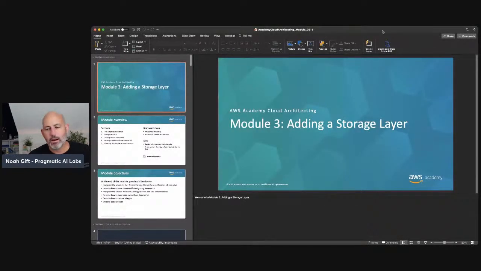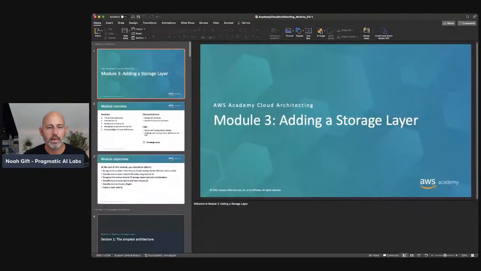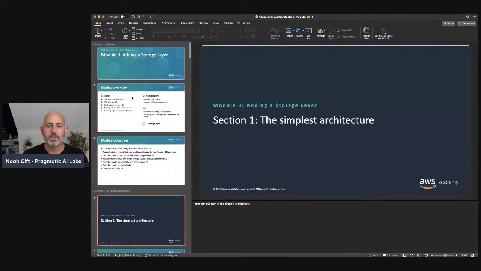Window, here we go. All right, so I got PowerPoint up here, and I'm on storage layer, and I'm just going to keep this view. I think this is a decent view to keep here, and adding storage layer. So let's get into this.